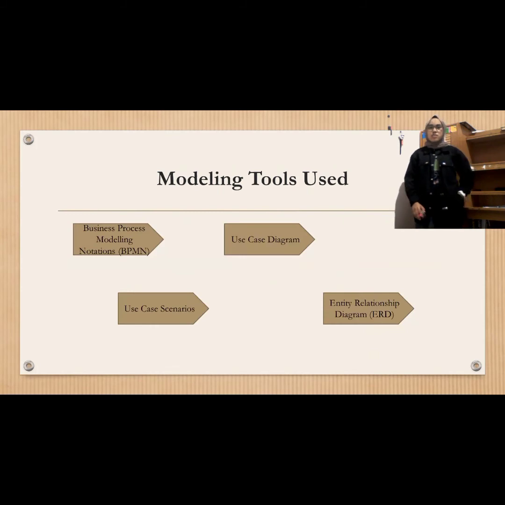The next is modeling tools used. There are four: the first is BPMN, then use case diagram, use case scenarios, and ERD or entity relationship diagram. BPMN, or Business Process Model and Notation, provides the ability to understand internal business procedures in graphical notation. The second, use case diagram, describes the relation between the system and actors. Use case scenarios. And the last, entity relationship diagram or ERD, is used for relational database modeling.